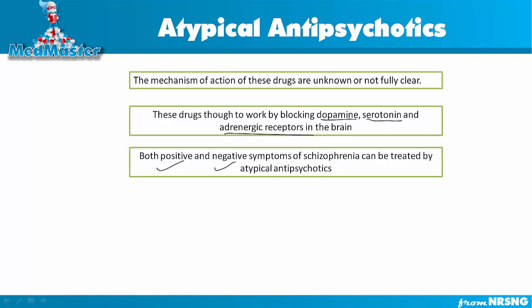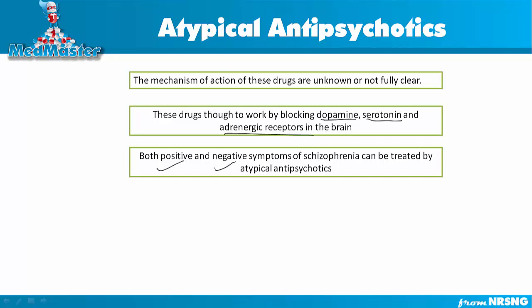While we looked at the different types of antipsychotic medication, conventional and atypical, conventional antipsychotics are mostly used to treat positive symptoms of schizophrenia, while these medications are used for both positive and negative.